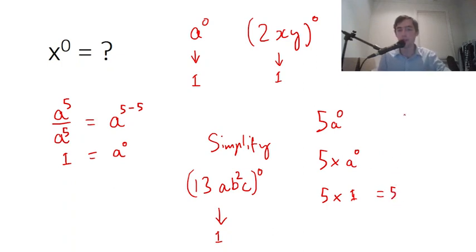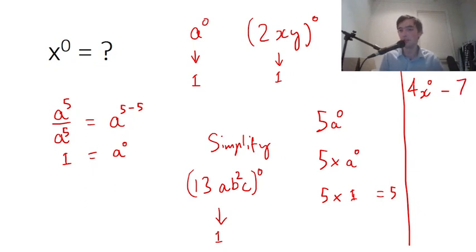And let's do one final question. Let's say we've got 4x to the power of 0 minus 3. We'll do minus 7. Okay, so this is 4 times 1. So it's 4 times 1 minus 7, which is negative 3.